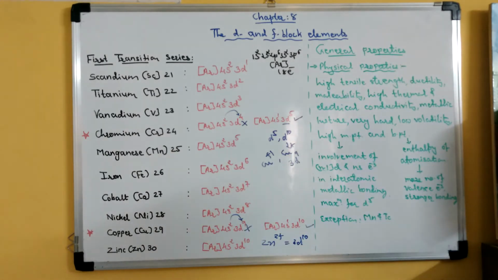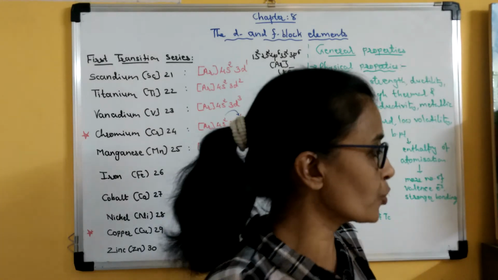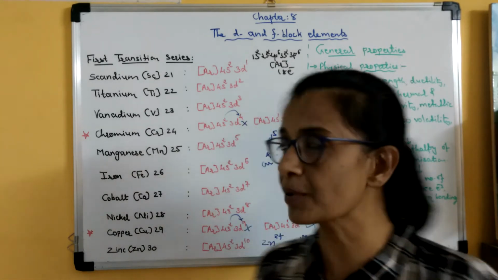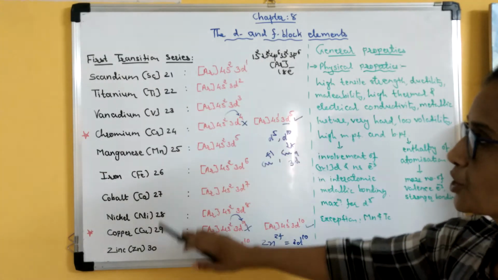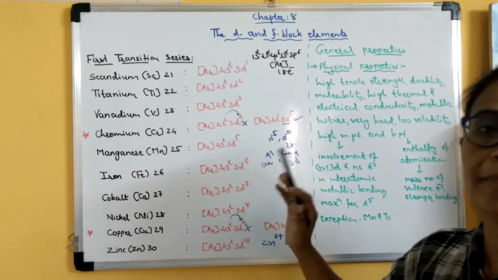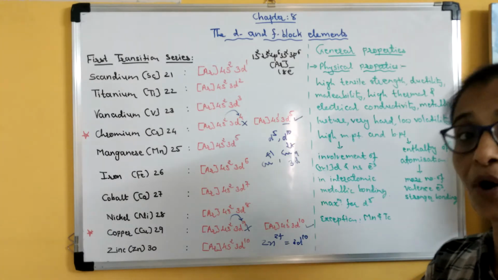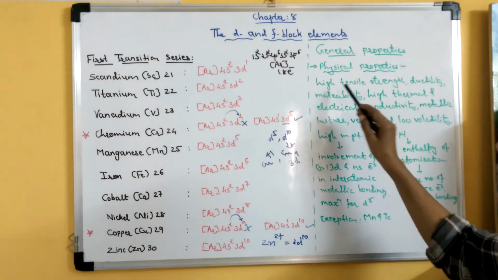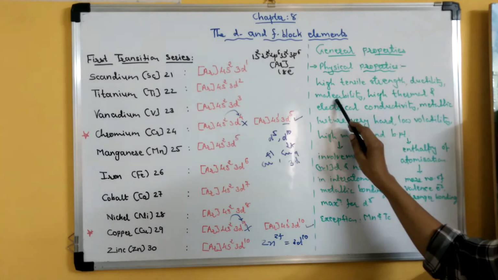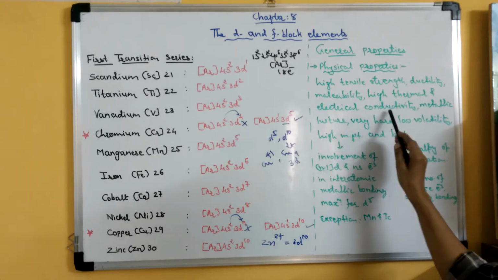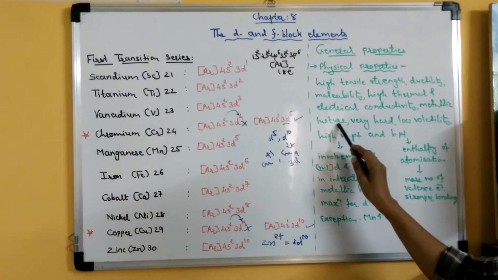Now let us go for general properties. In that, today we will discuss only the one property, and that is the physical property. As transition elements, they are all metals, and so they have all metallic characteristics. For example, they have high tensile strength, ductility, malleability, high thermal and electrical conductivity, metallic luster.